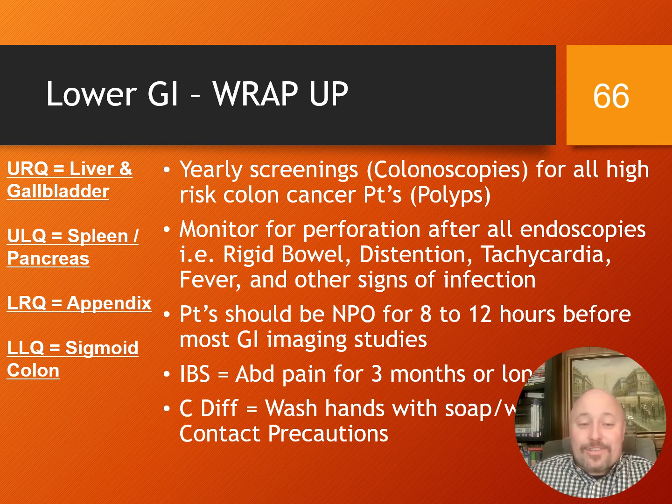And finally, I just got a little wrap-up slide here for your major takeaways from this one. Your different quadrants, which organs are within those quadrants, as well as some teaching, such as yearly screenings for all high-risk colon cancer patients, especially those with polyps, monitoring for perforation after all endoscopies. A patient should be NPO for 8 to 12 hours before most GI imaging studies. The definition of IBS, which is abdominal pain for 3 months or longer, and how to treat with C. diff. Always wash your hands with soap and water.